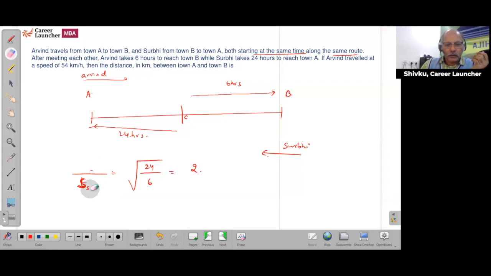Let me just mark speed of Arvind, and this is speed of Surbi. So if Arvind traveled at a speed of 54 kilometers per hour, then the distance in between towns A and B is, so this is 54 into 6, and this will be 27 into 24.